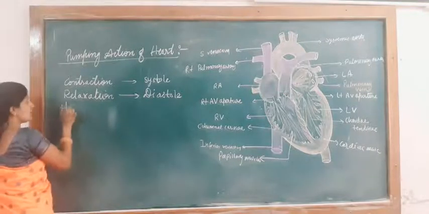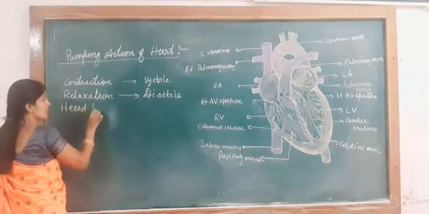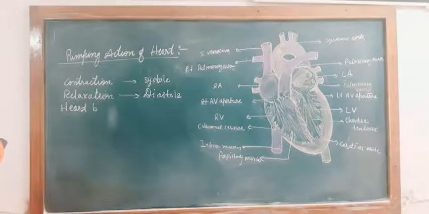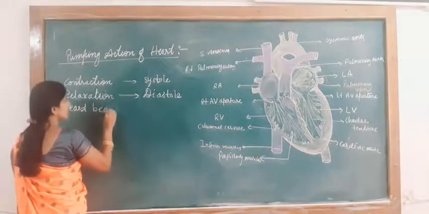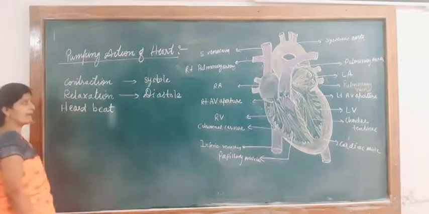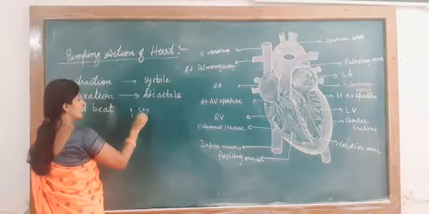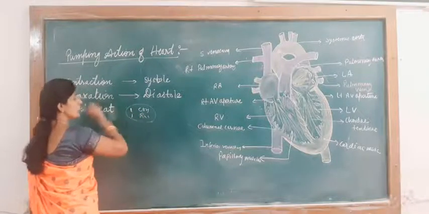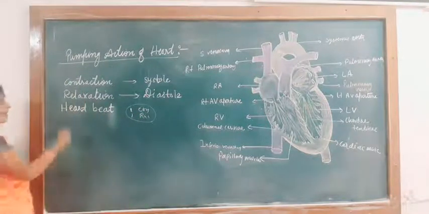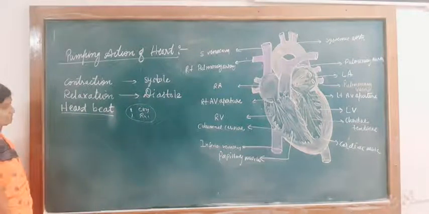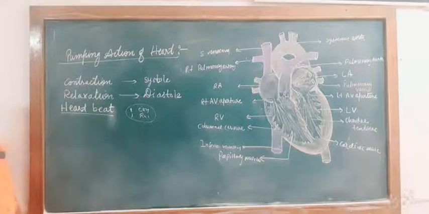Now what is heartbeat? One contraction and one relaxation makes one heartbeat. Heartbeat means contraction followed by relaxation.